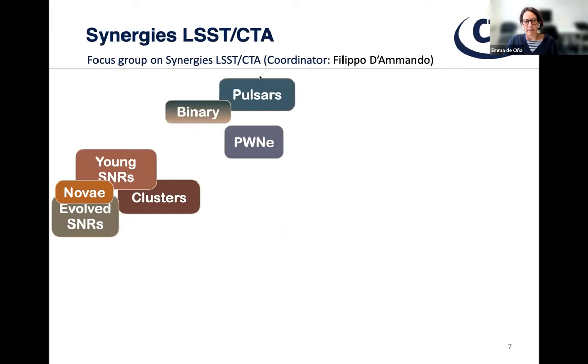So let me just go a bit on the sources and try to explain what I think could be the most important synergies between LSST and CTA. Let me remind you, there is a focus group on synergies between LSST and CTA, updating all these cases and trying to get a fluid conversation between the two collaborations. This is coordinated by Filippo, who I believe will be giving a talk, so I encourage you to go and see what he has to say.